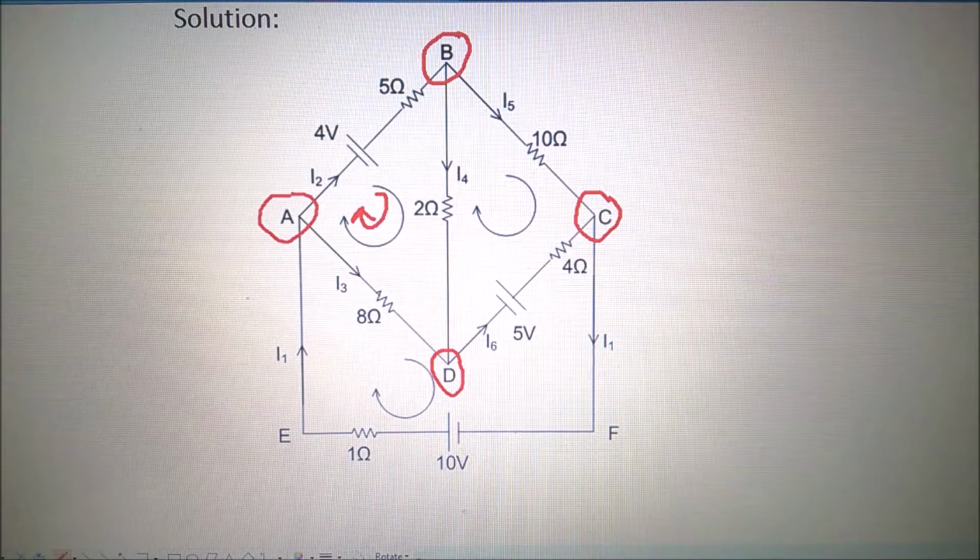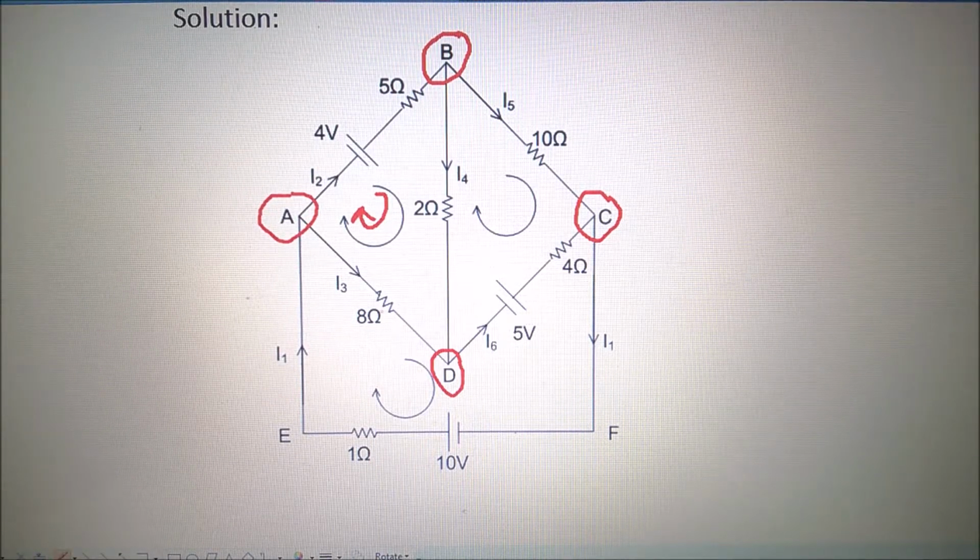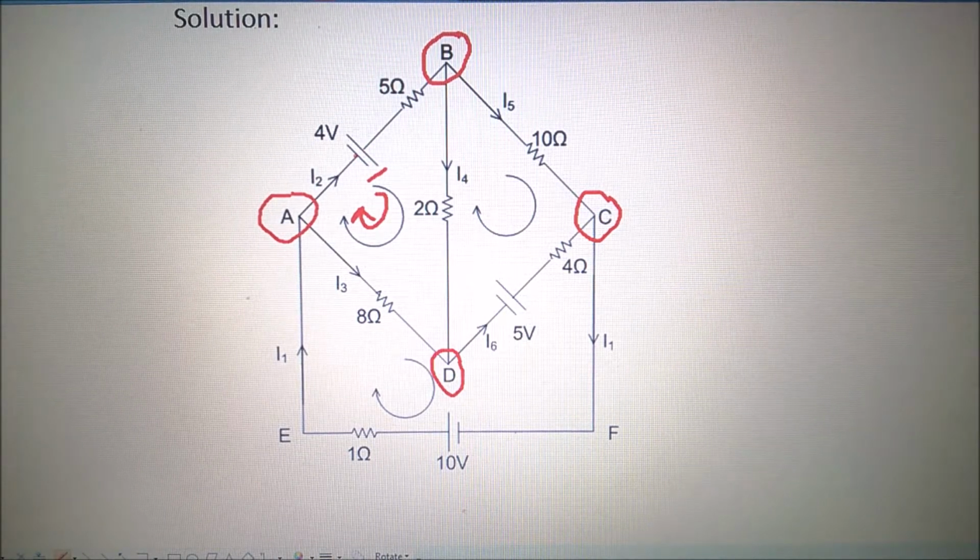I have taken the loop current in the clockwise direction. Therefore, we have to move from A to B, then B to D, and D to A. As we move from A to B, first we encounter the battery, and we are going from the negative terminal to the positive terminal. That is, from lower potential to higher potential. Therefore, it is positive. Therefore, 4 is positive.